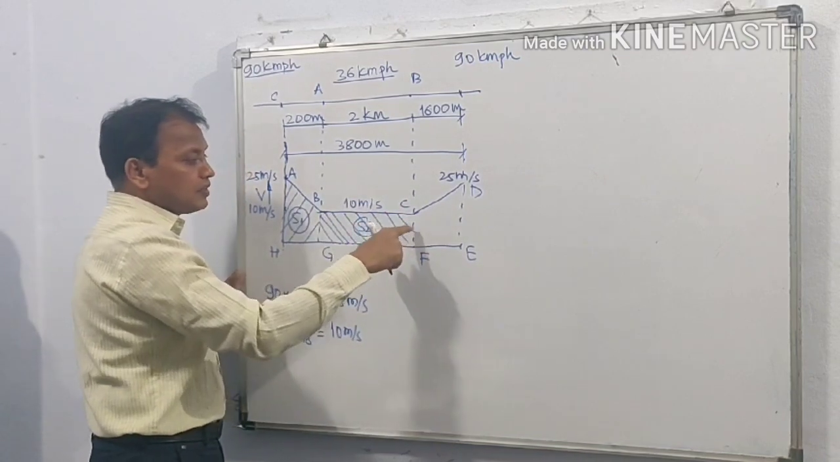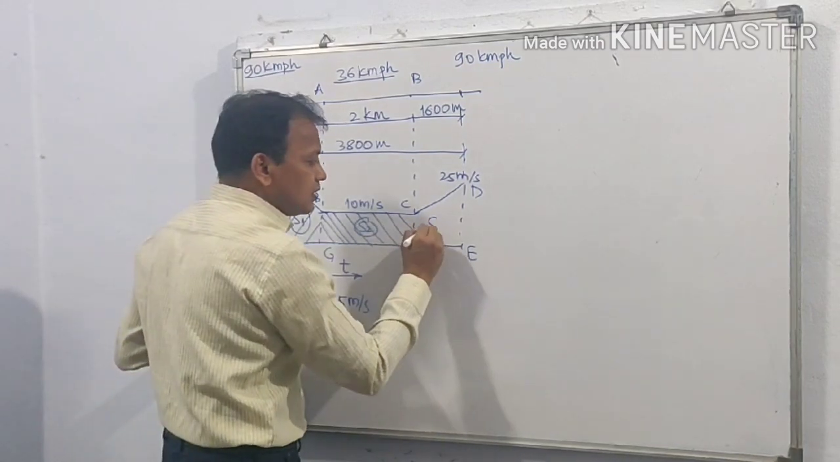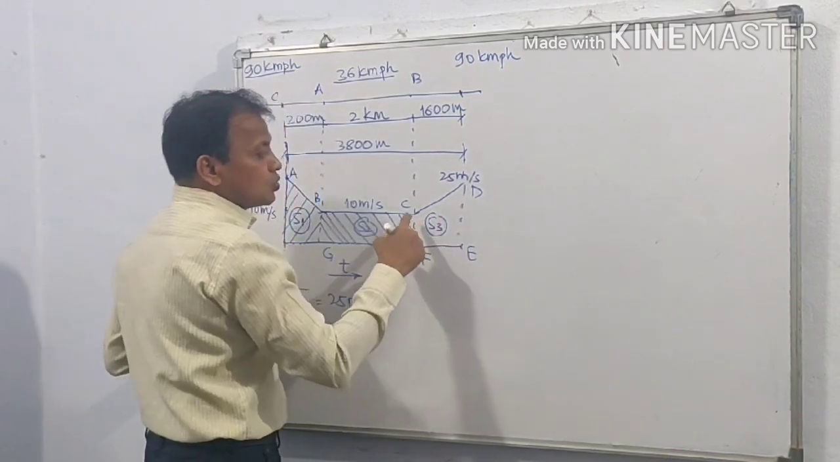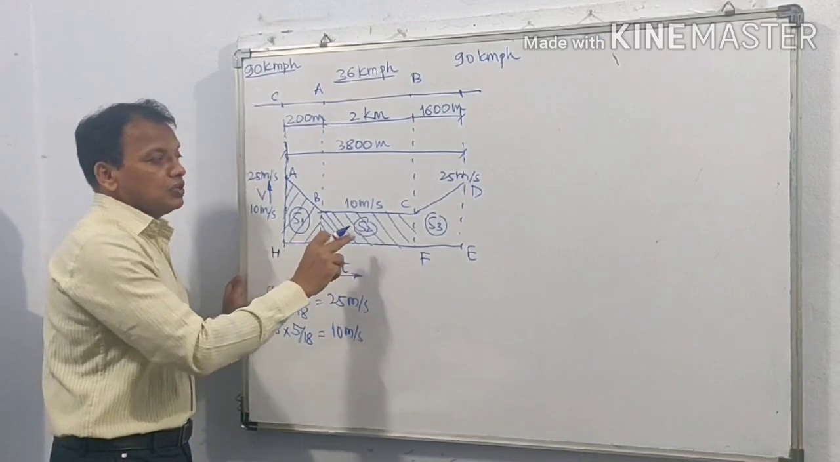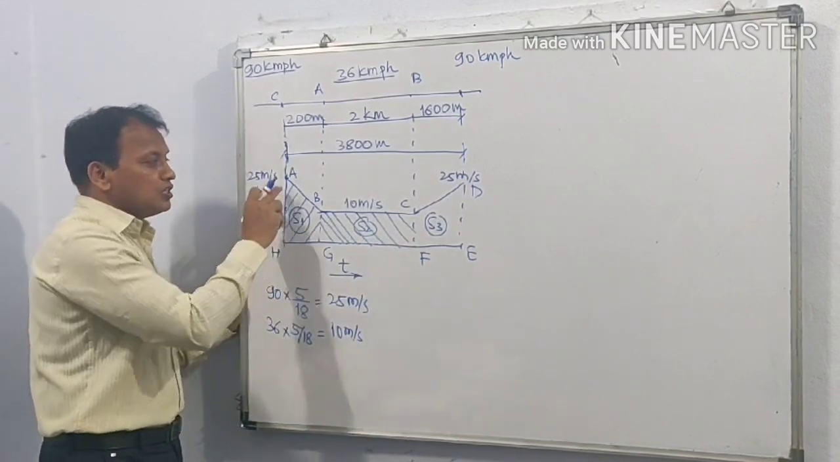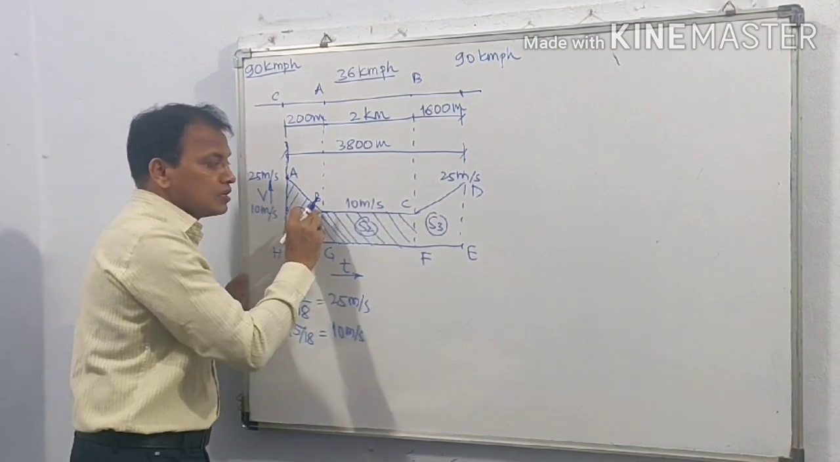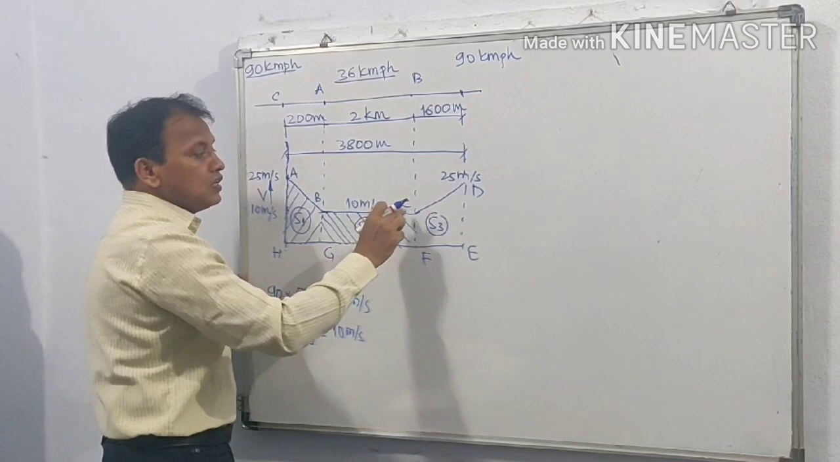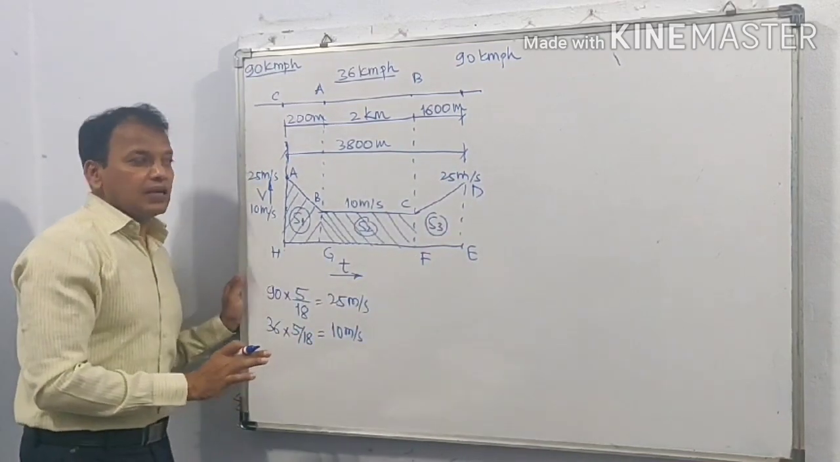Area under this graph, that is B, C, F, G, let it be S2, and this is S3. So C, D, E, F. Now S1, S2, S3. S1 is area under graph A, B, G, H. S2 is area under graph B, C, F, G. S3 is area under graph C, D, E, F.